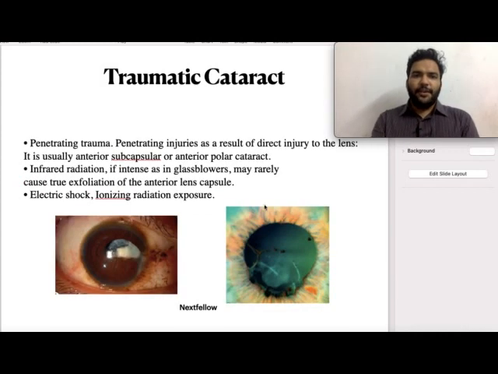And coming to penetrating trauma, penetrating injuries as a result of direct injury to the lens usually cause anterior subcapsular cataract or anterior polar cataract. Whereas infrared radiation, as in the case of glass blowers, causes true exfoliation of the anterior lens capsule. If you call something true exfoliation, then there is something called pseudoexfoliation. Pseudoexfoliation is a condition which causes glaucoma. It looks similar to this, but it's nothing related to this, so that's why it's called pseudoexfoliation. And electric shock, ionizing radiation, all these things cause cataract.